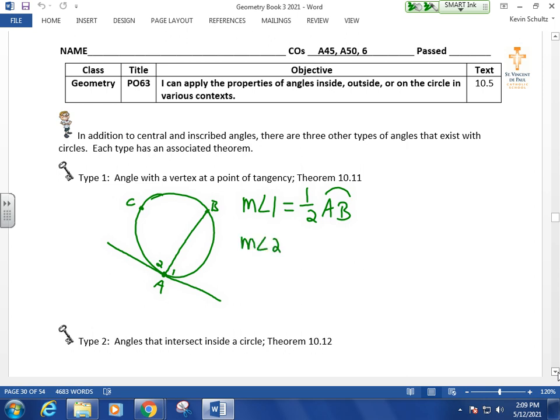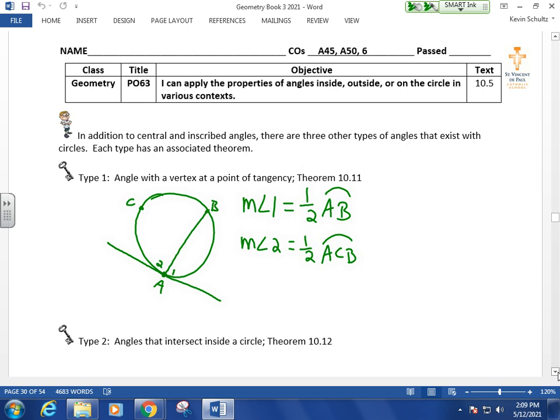The measure of angle 2, same thing. It's going to be 1/2 the measure of, in this case, the major arc ACB that it creates. So this one follows an inscribed angle most closely, and that's 1/2 the measure of the arc. But the difference from an inscribed angle is that it only has one of its sides passing through the circle. Okay?